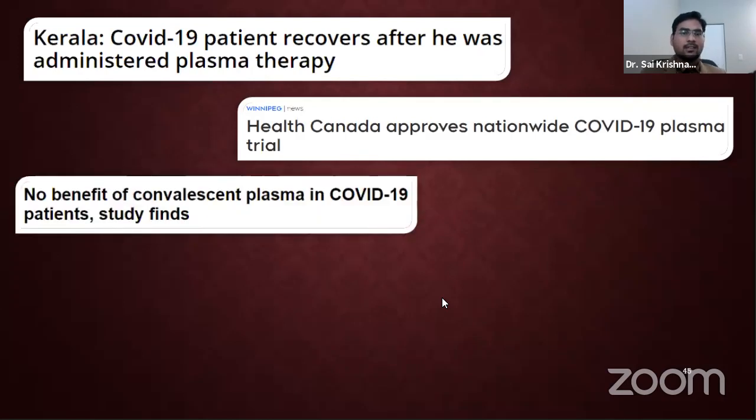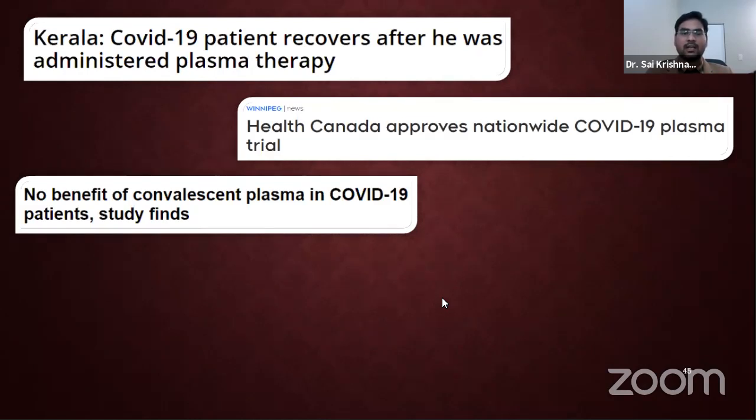In contrast, on the other hand, another headline suggests there is no benefit observed from convalescent plasma therapy in COVID-19 patients, a new study finds. Again, if you observe, the evidence is uncertain. Suppose the evidence is pretty straightforward and out of 100 studies, 99 are saying the same thing, then there is no point in conducting a systematic review.